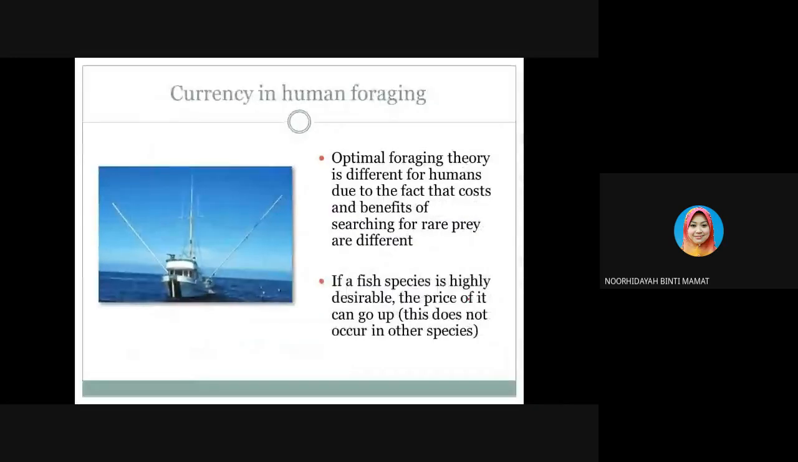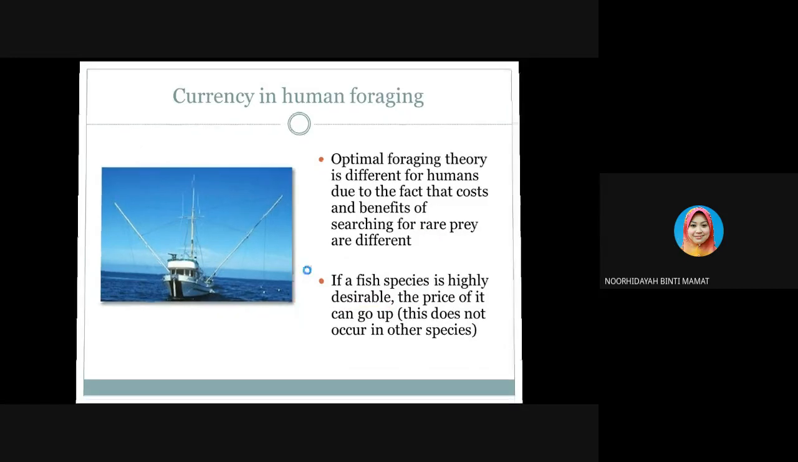So, currency in human foraging. Optimal foraging theory is different for humans due to the fact that the cost and benefit of searching for rare prey are different, because humans have a lot of tools that we use, and we also improvise and have different techniques. If a fish species is highly desirable, the price of it can go up. If there is more demand, the fish price can go up.